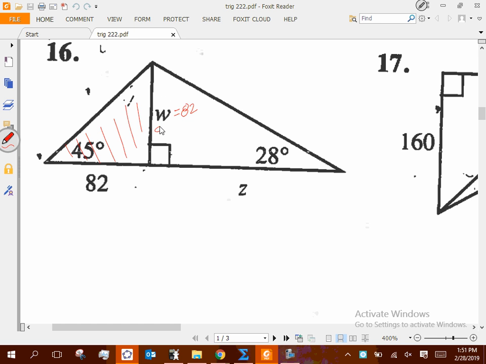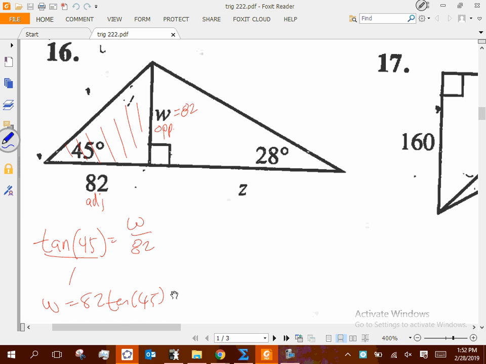Is this the opposite side? 45. Is this the adjacent side? What uses opposite and adjacent? Tangent. So if I go tangent of 45 is equal to W over 82, cross multiply, give me W equals 82 tangent of 45. What do I get if I type that in my calculator? You get 82. Okay? Meaning that tangent of 45 is 1.